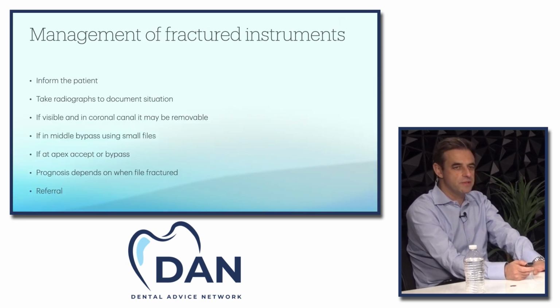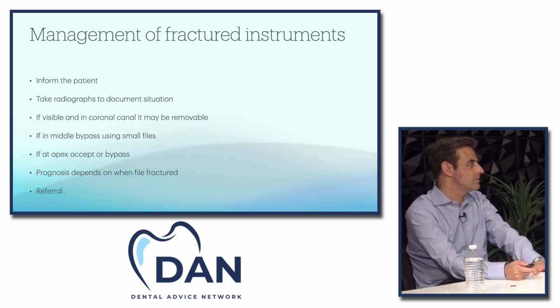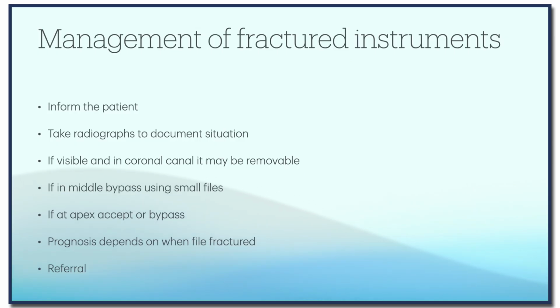Basic management of fractured instruments will involve informing the patient, taking radiographs to document where the file is present. If it's visible in the coronal part of the root canal, it might be able to be removed. In the middle, it might be able to be bypassed. And at the apex, maybe we just have to accept the fact that we can't remove it. The prognosis of the case depends on when the file was fractured.